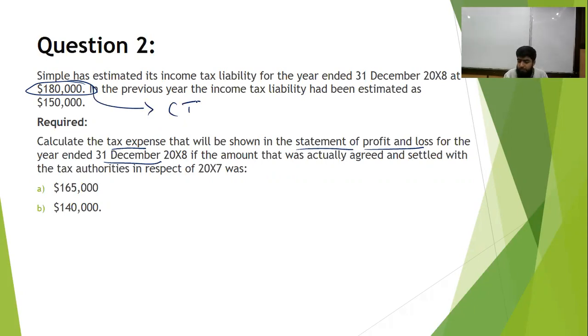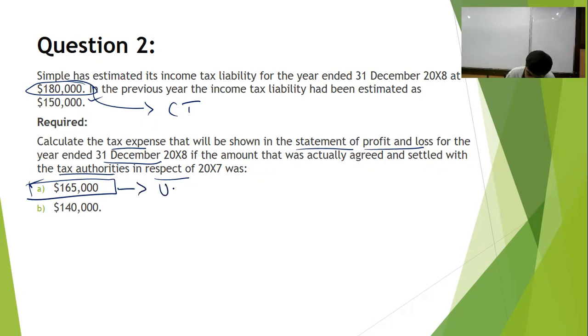In the previous year, the income tax liability had been estimated as $1,50,000. It means in 20x7, we estimated an income tax liability as a result of a self-assessment. We calculated a tax expense of 1,50,000 in the previous year. Now, what is it saying? The amount that was actually agreed and settled with the tax authorities in respect of 20x7 was 1,65,000. These are two independent cases. So first of all, let's consider this one, 1,65,000. It means the review of self-assessment said that your tax expense should have been 1,65,000, but you had recorded it previously as 1,50,000. So definitely that is the case of under provision.